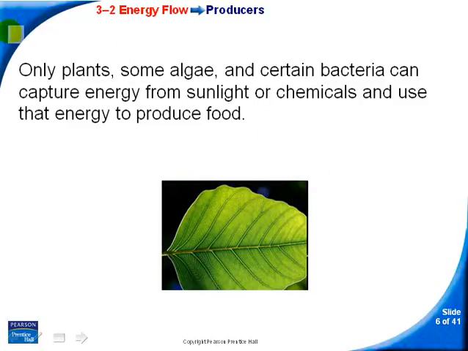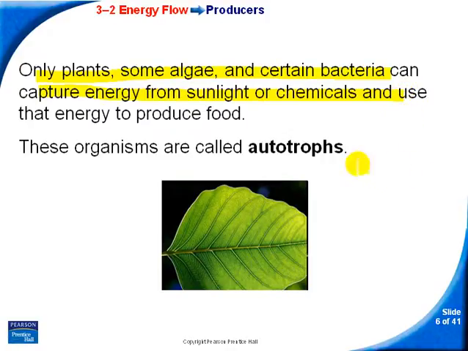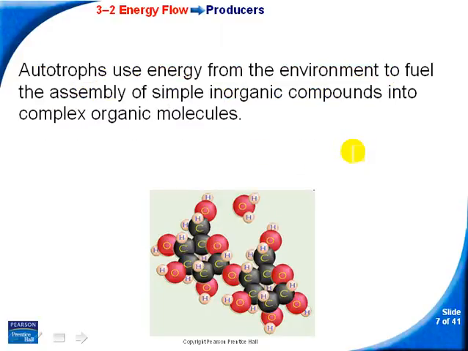So let's move on and look at some of these organisms in more detail. Plants, algae, and bacteria can capture energy from the sun and use that energy to produce food. And you probably know the process we're talking about. We call these organisms autotrophs. The autotrophs use the energy from the environment around them, which might be sunlight, for instance, and use that to create simple inorganic compounds.